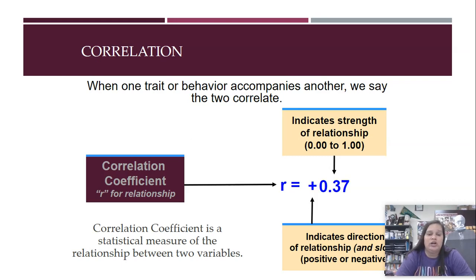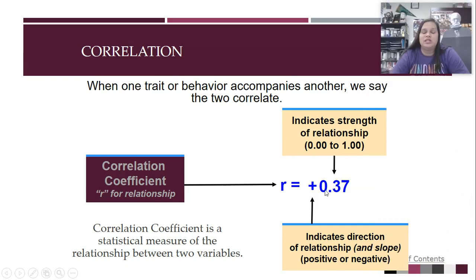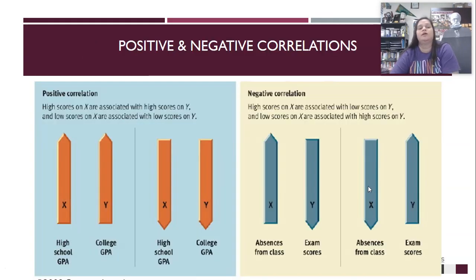We can show how strong the correlation is by looking at the correlation coefficient, and it's represented by the letter R. So when we're looking at the statistical measure of the relationship between two variables, we're going to use R. So R is going to equal anywhere between 0 and 1 or 0 and -1. So here we've got R equals positive 0.37. The R represents relationship. The positive number indicates that it's a positive correlation, and then the 0.37 tells us the strength of the relationship. It would also tell us how much of a slope if we were going to graph this. We'll talk more about those coefficients in a minute.